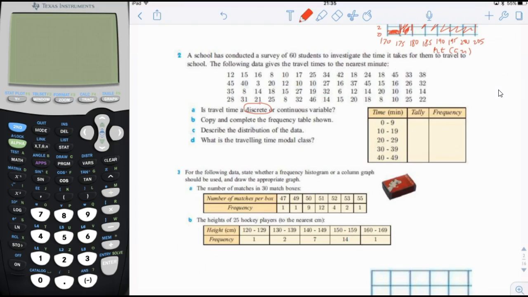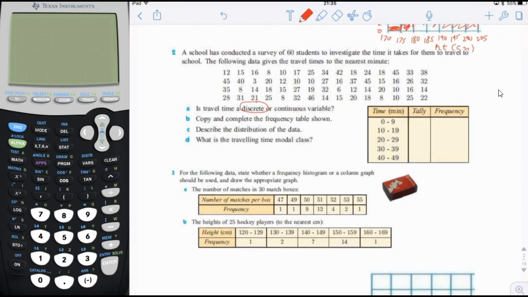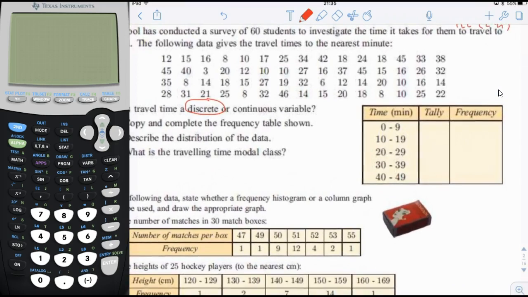Describe the distribution of the data and what is the traveling time modal class. So I'm going to count a few here just to show you how to do it, but then after that I'm going to finish it offline because it's going to be really boring to watch me do this. So 12 would go there, 15 would go there, 16 would go there, 8 goes there, and then I'm going to pause this so that you don't have to watch me do all this painful counting.